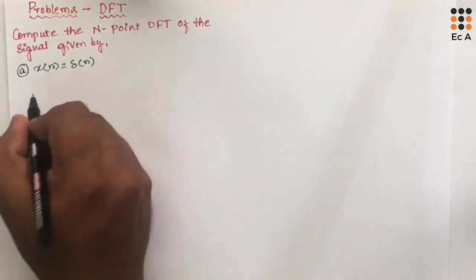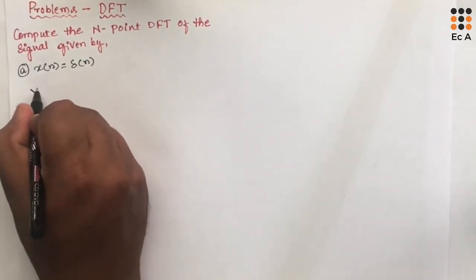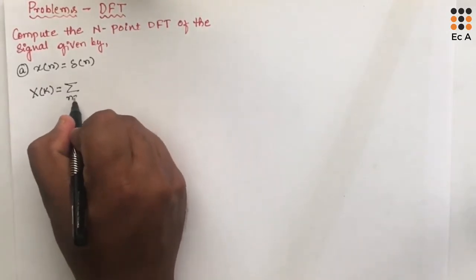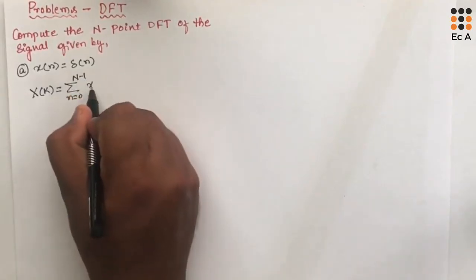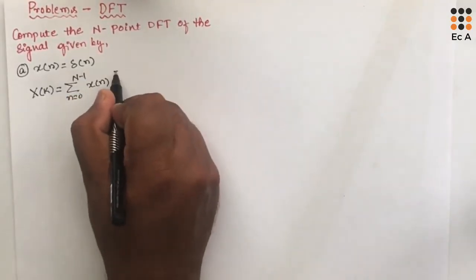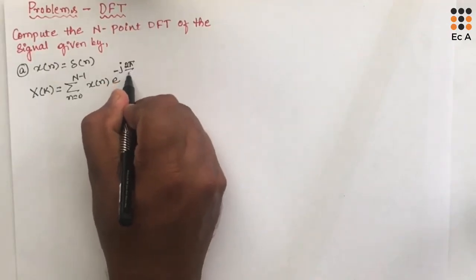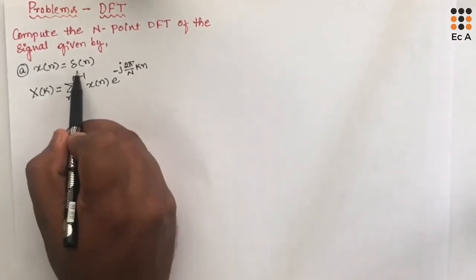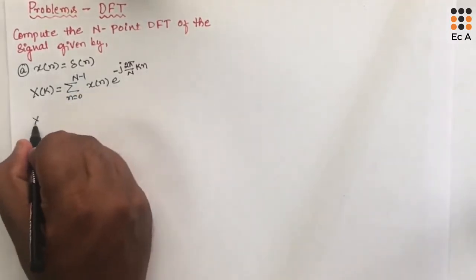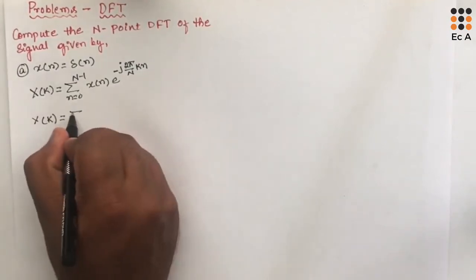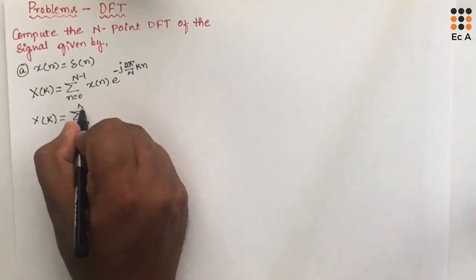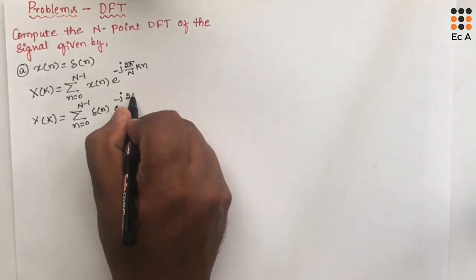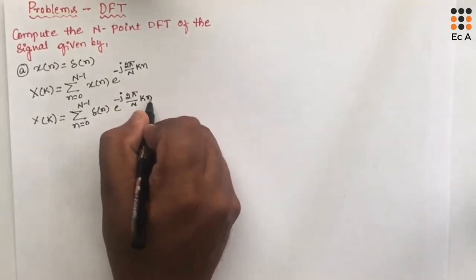To solve this problem, first let us write the formula for DFT that can be given as x of k is equal to summation of n is equal to 0 to n minus 1 x of n into e to the power of minus j 2 pi by n into kn. In place of x of n, let us substitute delta of n and we can write x of k is equal to summation of n is equal to 0 to n minus 1 delta of n e to the power of minus j 2 pi by n into kn.